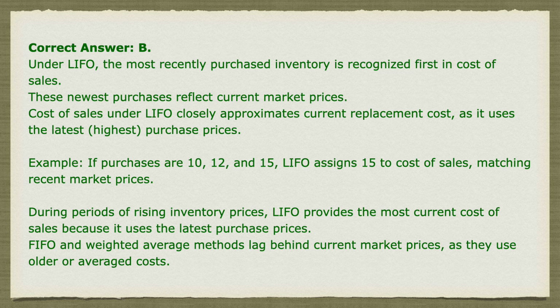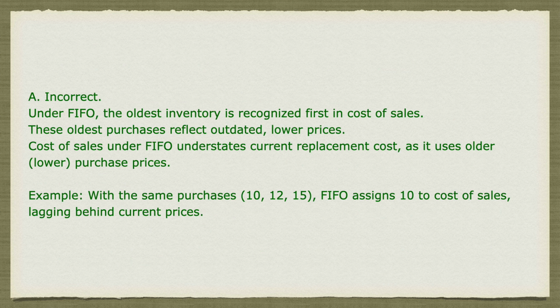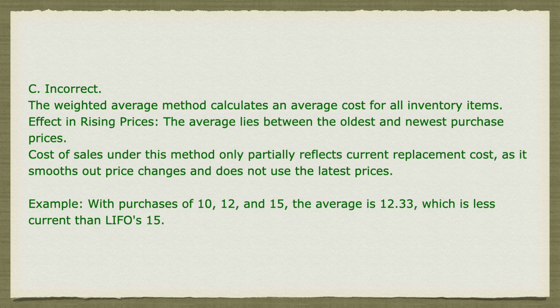During periods of rising inventory prices, LIFO provides the most current cost of sales because it uses the latest purchase prices. FIFO and weighted average methods lag behind current market prices, as they use older or averaged costs. A. Incorrect. FIFO understates current replacement cost by using older, lower purchase prices for cost of sales. C. Incorrect. Weighted average method calculates average inventory cost, partially reflecting current replacement cost in rising prices.